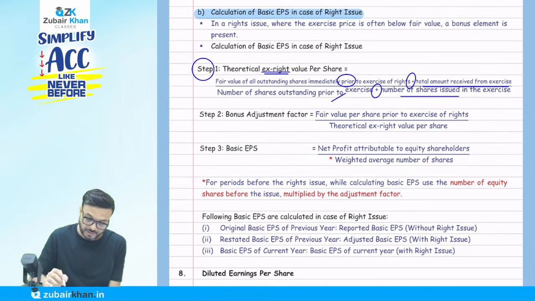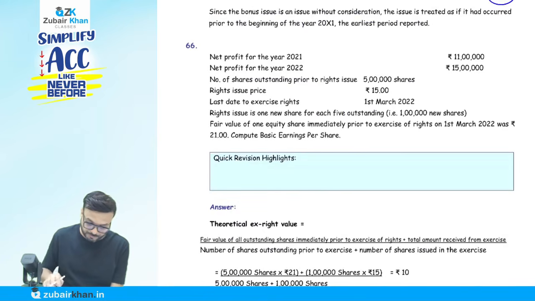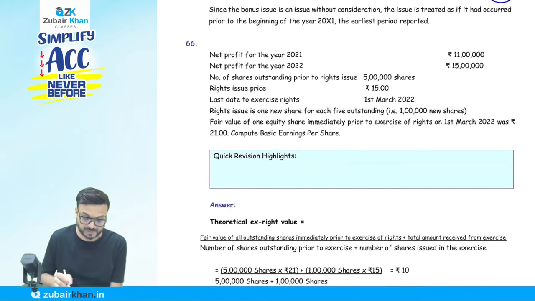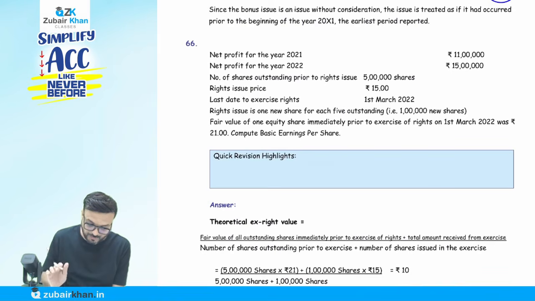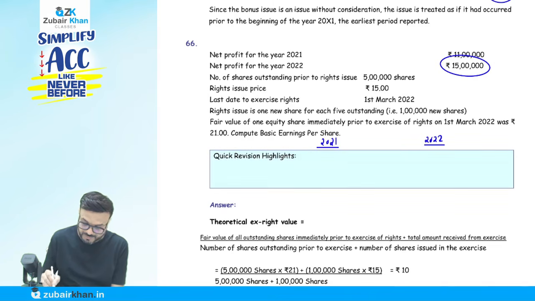Let me tell you here. Go to Super 100, question number 66. They say net profit for 2021 is 11 lakh, and net profit for the year 22 is 15 lakh. So this is 2021, 2022. Now understand this. They have a net profit in 2022 of 15 lakhs.